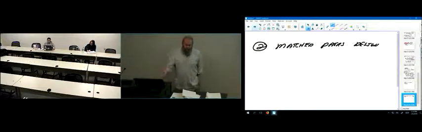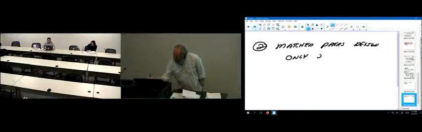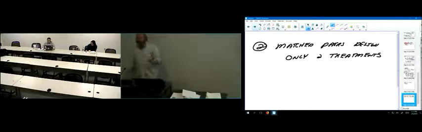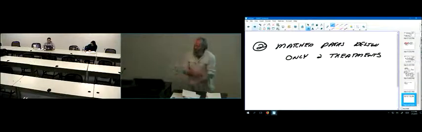Now, the problem with matched pairs: only two treatments. Completely randomized, I can have as many treatments as you want. My diagram just gets bigger with more treatment groups. But with matched pairs, we can only have two treatments to compare. So, matched pairs comes in one of two ways. I'm going to say it out loud to you because you'll remember.